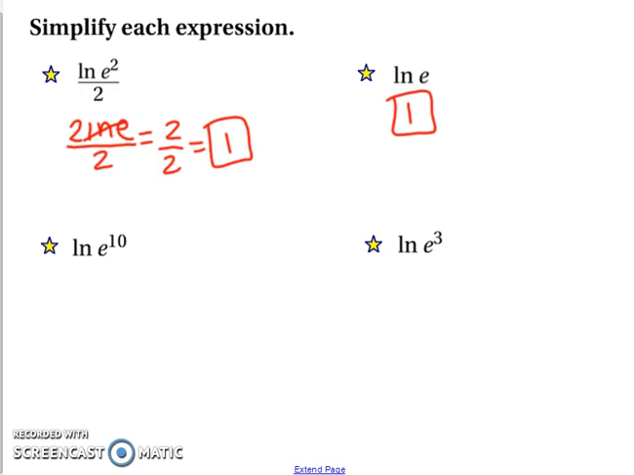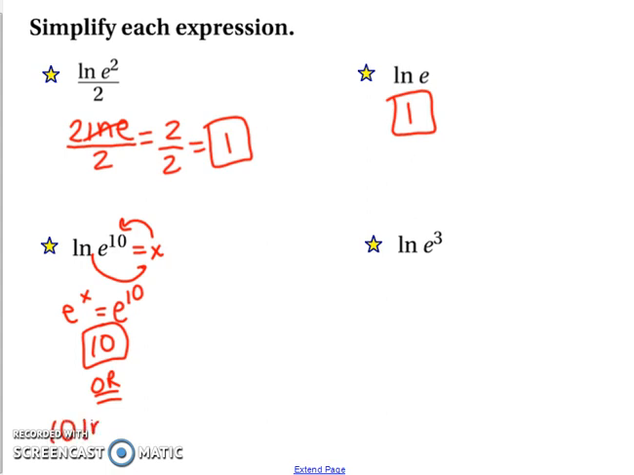ln of e to the 10th, I can do this 2 ways. I could set it equal to x, and then I could change this to exponential. So I could say e to the x equals e to the 10th. So then x would be 10. The other way I could do this, I could bring the 10 down. So I can say it's 10 ln e. And since ln e is 1, it's just going to give me 10. And then the last one, the 3 is going to come down. So 3 ln e. ln e is 1, so I just have 3.